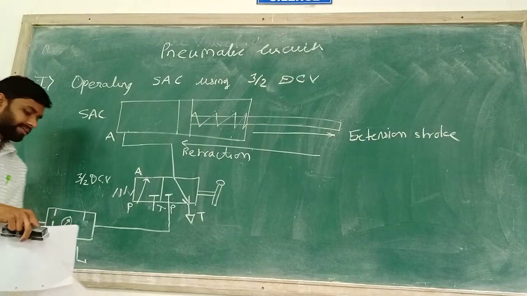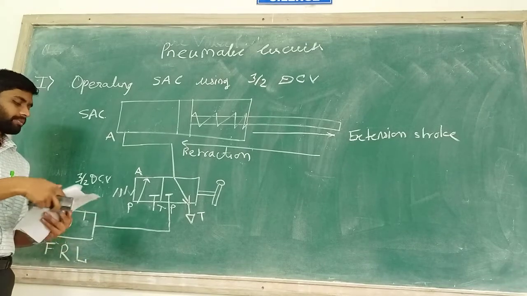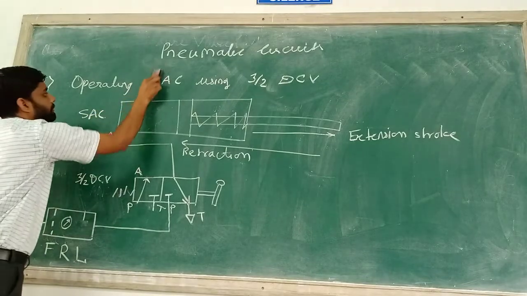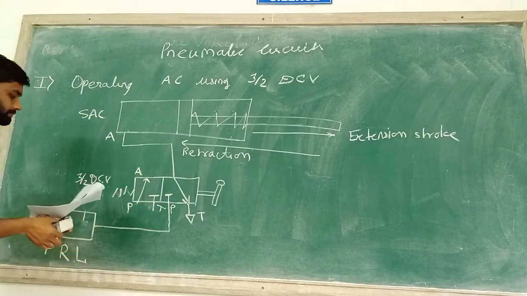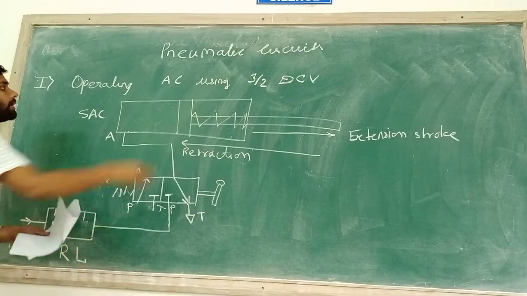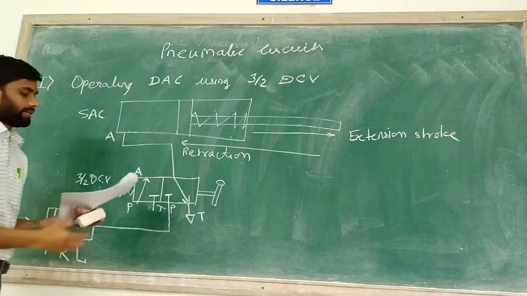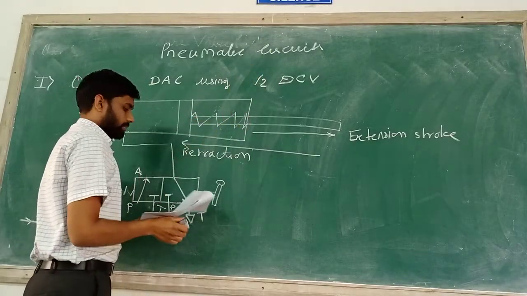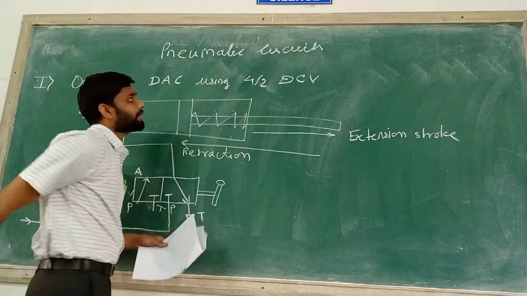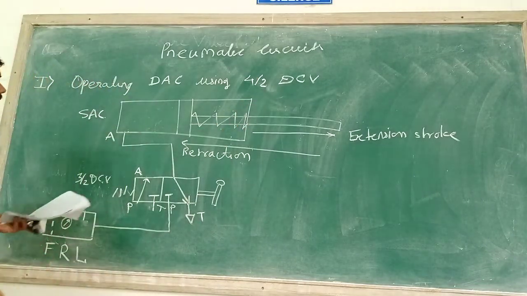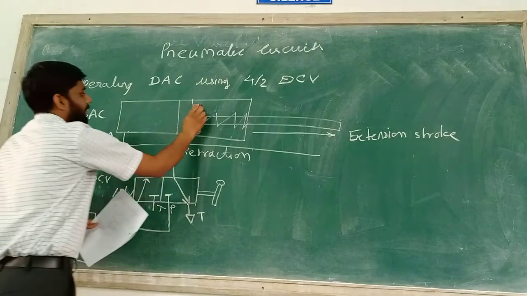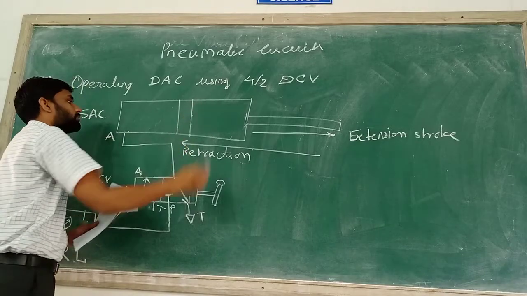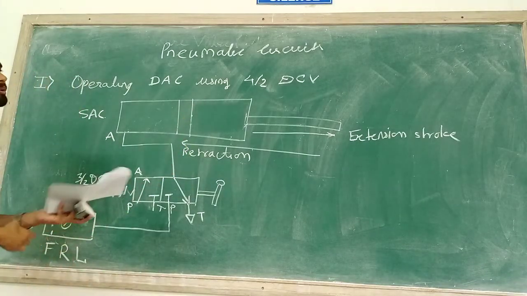Now it is time for the second circuit, and the second circuit which we are going to study today is the operation of a double acting cylinder using a 4/2 direction control valve. Okay, you know what is this 4/2 direction control valve? A 4/2 direction control valve has 4 ways and 2 positions.